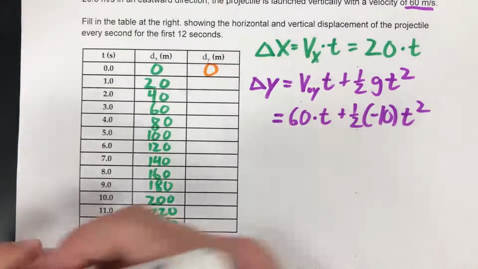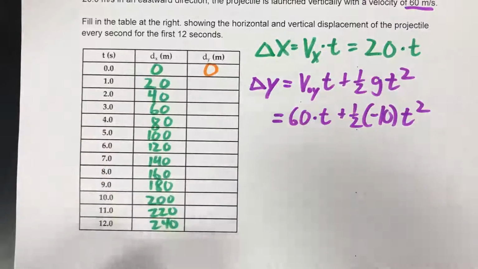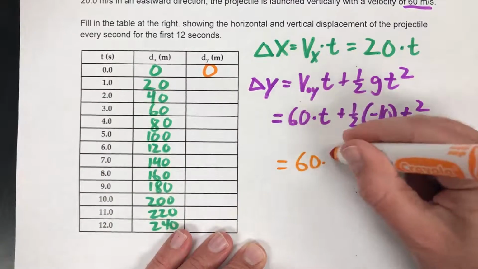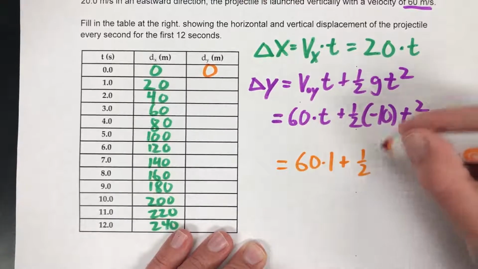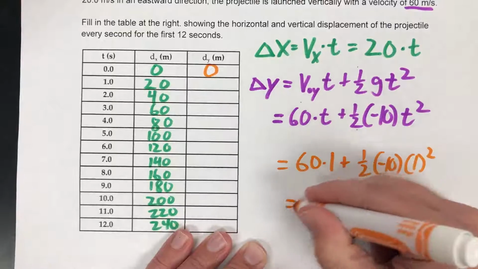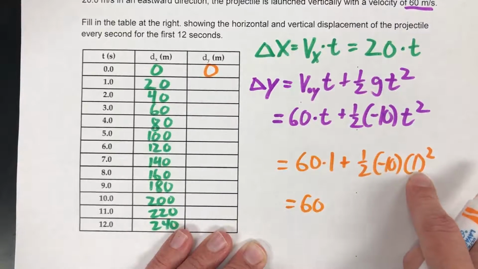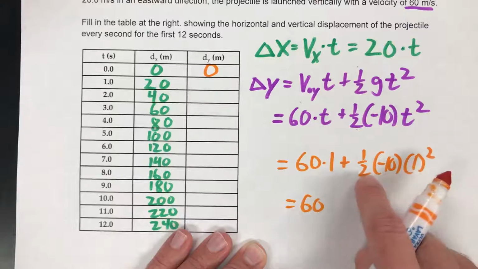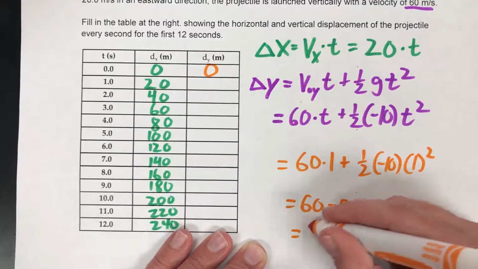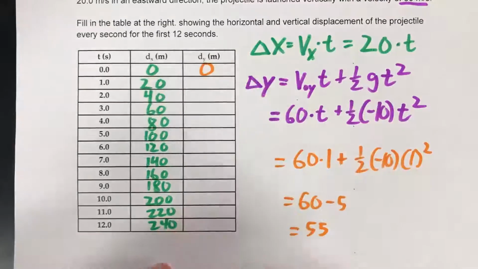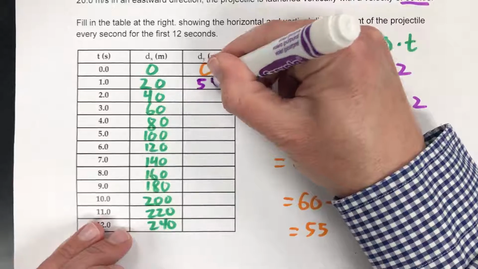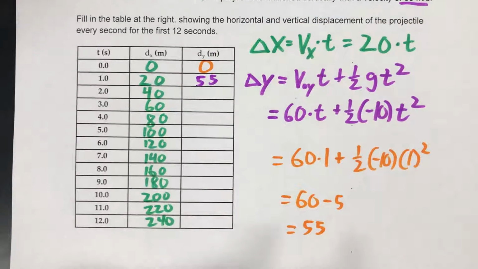So after 1 second, let's do an example where we plug it in after 1 second. So what if we plug in 1 for t? We'll get 60 times 1 plus 1/2 times -10 times 1 squared. So 60 times 1 is 60. 1 squared is 1 times 10, -10 is -10. Half of that is -5. So 60 minus 5 is 55. And that is what would go in right here. So after 1 second, we are 55 meters up.